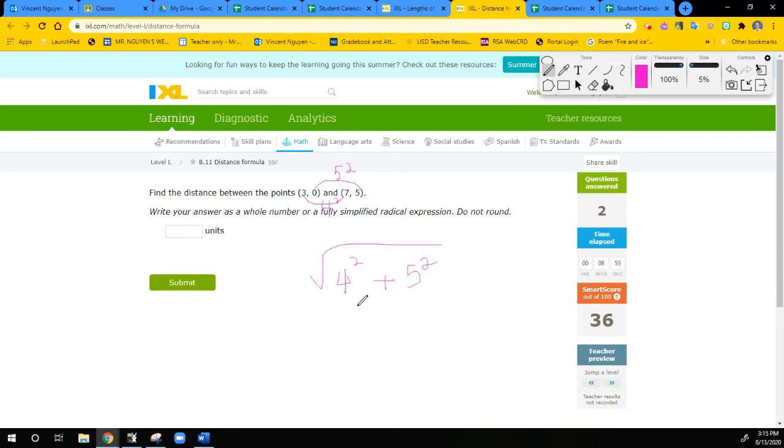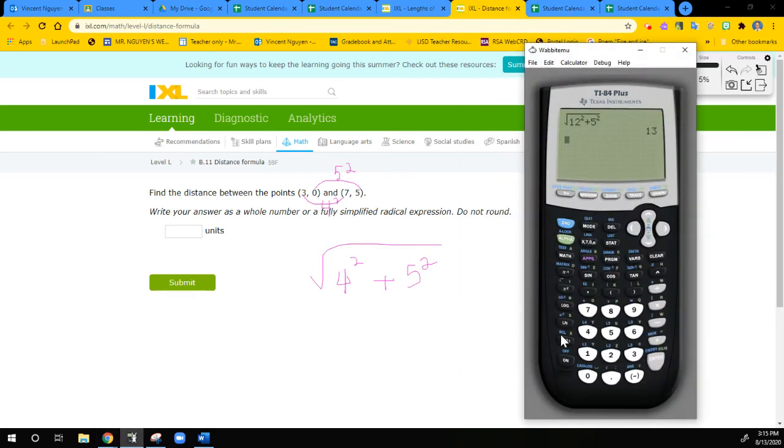Okay, so 16 plus 25. What is 16 plus 25? 41. Okay, the square root of 41, it is not a nice number. And I don't think 41 can be simplified.